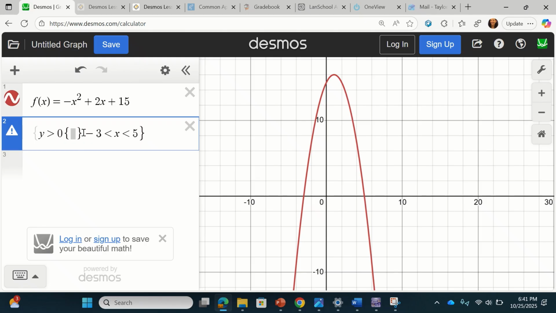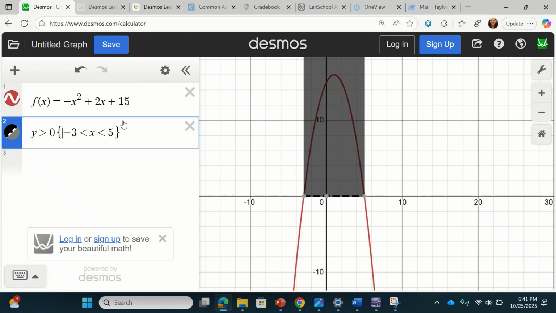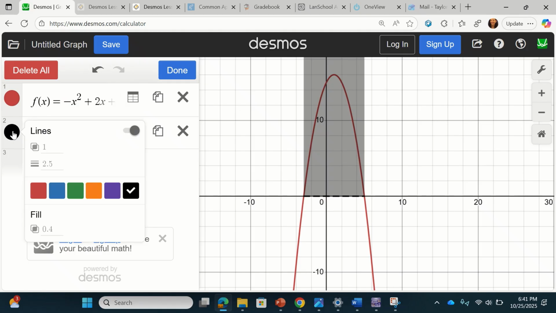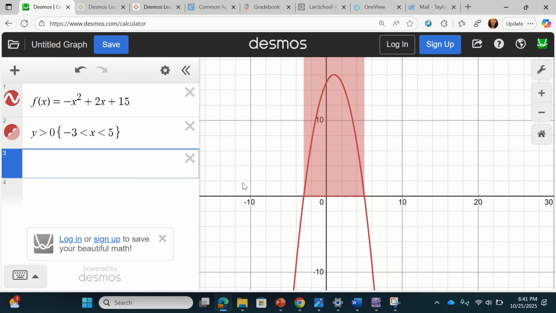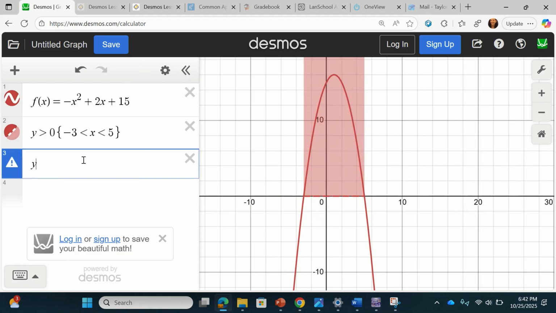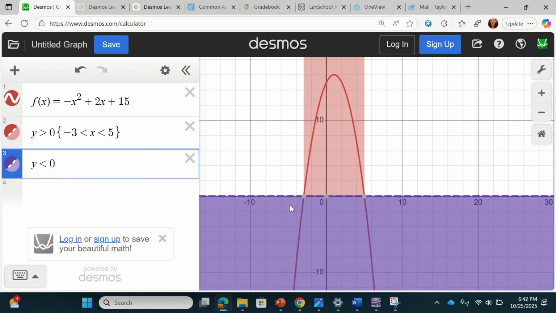There we go. And I need to change that shading, so that is supposed to be done in red. So there we go. And now I'm going to try to tackle my negative intervals. So I want y is less than 0. That'll make it negative. And oh, it came out purple.